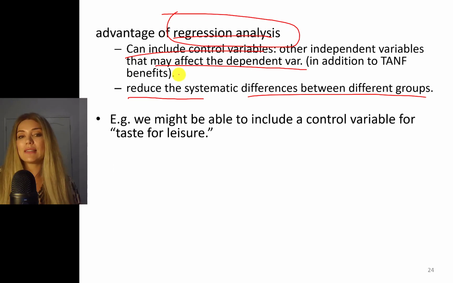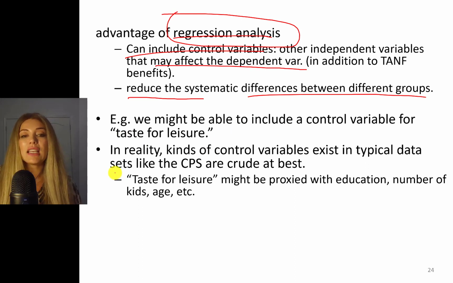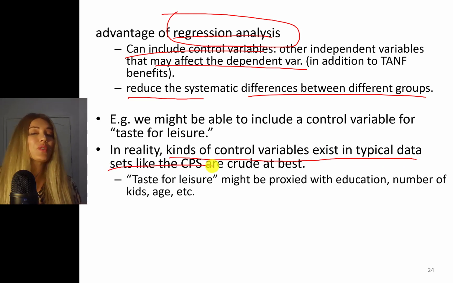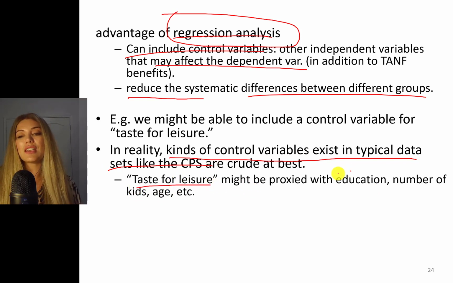but regression does not guarantee causality. Again, we might be able to control for a variable for taste for leisure, that could be number of kids. In reality, the kinds of control variables that exist in typical data sets like CPS are crude at best. It's really hard. So taste for leisure, as I said, might be proxied by education.